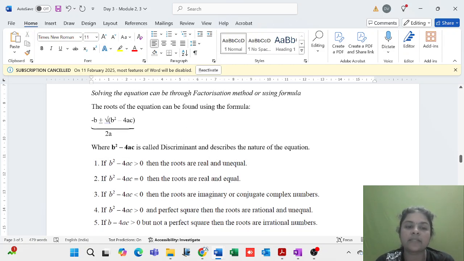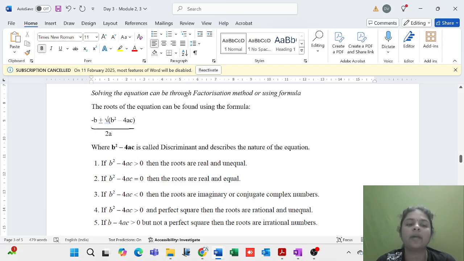Now, this b square minus 4ac is the part that you have to remember, and this part they are testing very much in objectives. This b square minus 4ac is called the discriminant. They will ask you what is the value of the discriminant of the equation. Discriminant is nothing but you have to find the value of b square minus 4ac.